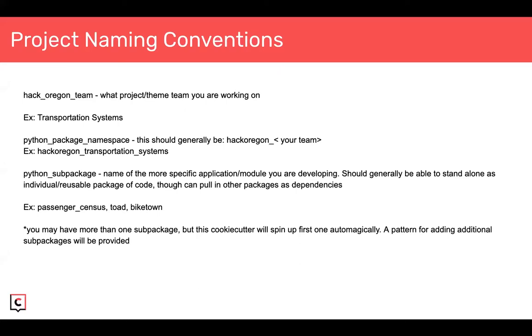Now, the nice thing with Cookie Cutter is that we built it in to automatically templatize this the way we think is the best pattern. So if you've entered, say, transportation systems as your Hack Oregon team, it was automatically created as hack_oregon_transportation_systems. So you can most likely just press enter there and it'll be formatted, but you should always double check that. Basically, we want hack_oregon underscore your team name.